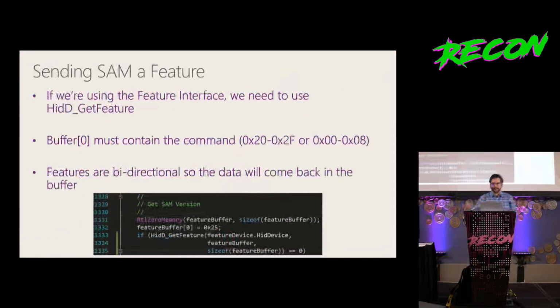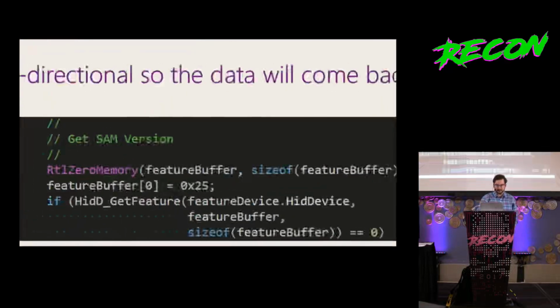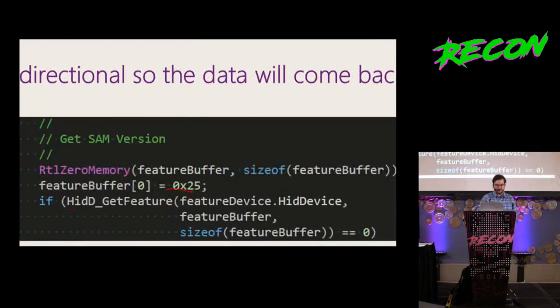So that's the output and input mechanism, but other commands that SAM has are done through features. And features are bidirectional, and there's no report ID there to worry about. So in buffer zero, you put the command you want, and then you call HidD_GetFeature. This sends whatever your request is. In this case, it's get SAM version. And then in the feature buffer, once this call returns, I'll have the SAM version there, because code 25 is how you can get the version back.